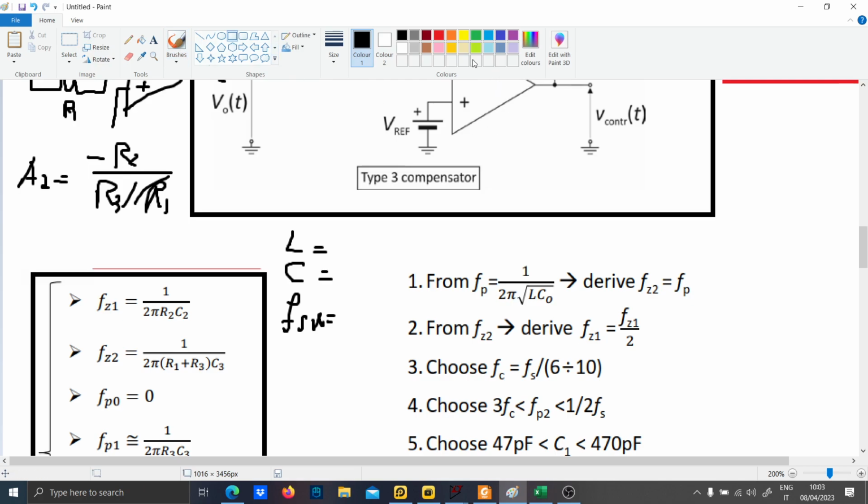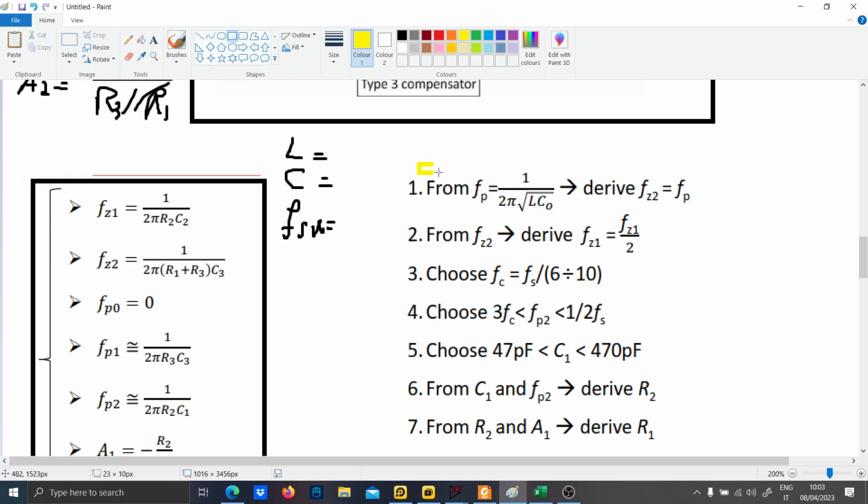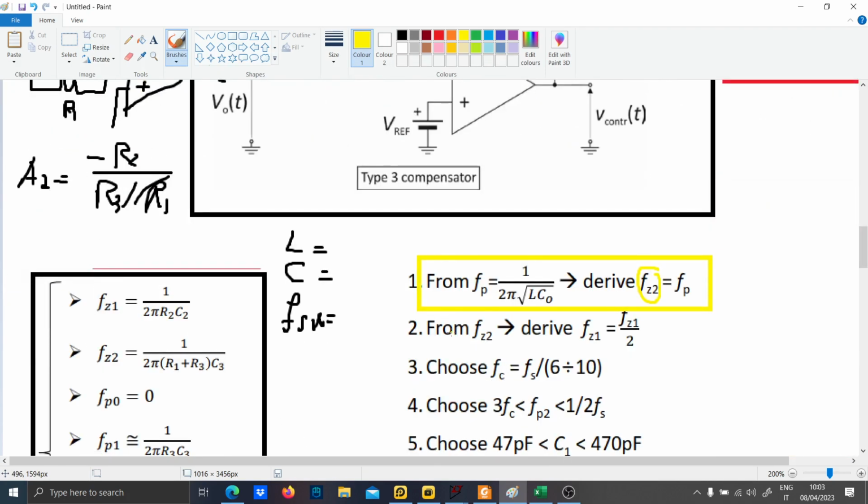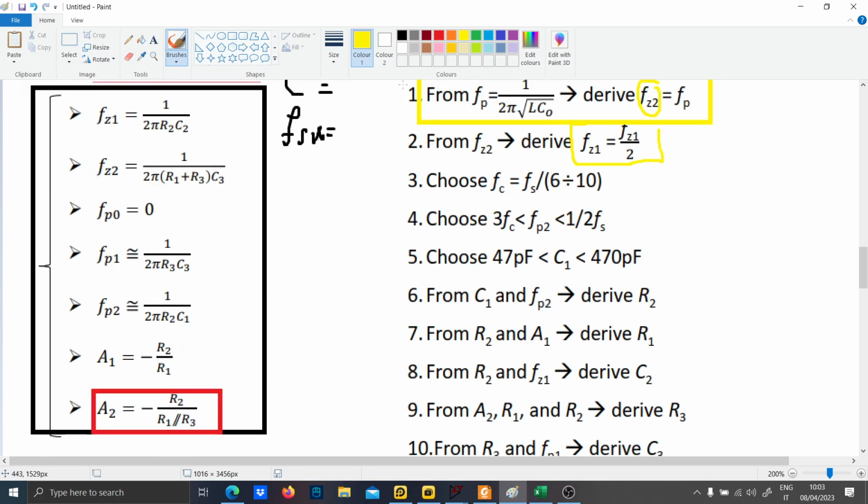Let me give just a bit of a hint because it is quite long. So you start from step 1. You know that it has a double pole at 2 pi LC0, and you derive the first zero, FZ2, from this equation, which is basically this. Now, once you have the FZ2, you can say that this is half of the second zero, and as you can see, from Z2 you derive FZ1. And you go on following this step.